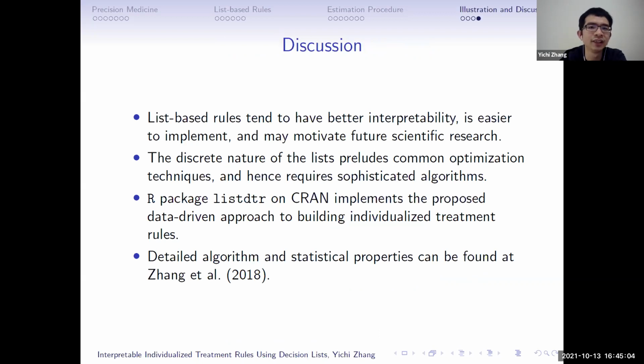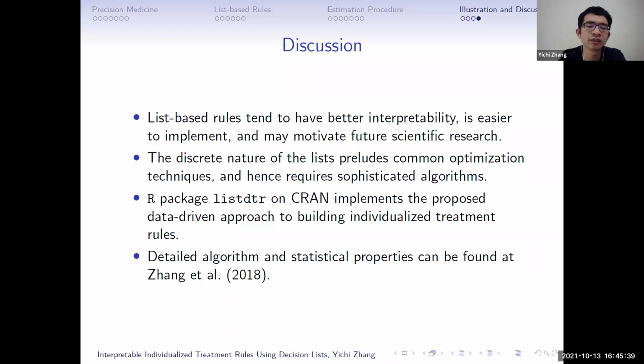In summary, in this talk, I introduced the concept of precision medicine, and I talked about how list-based rules might provide the potential for better interpretability. On the other hand, because list-based rules are discrete, they cannot be easily computed. So we need quite sophisticated algorithms, but I have developed an R package in case you are interested in this kind of algorithm.